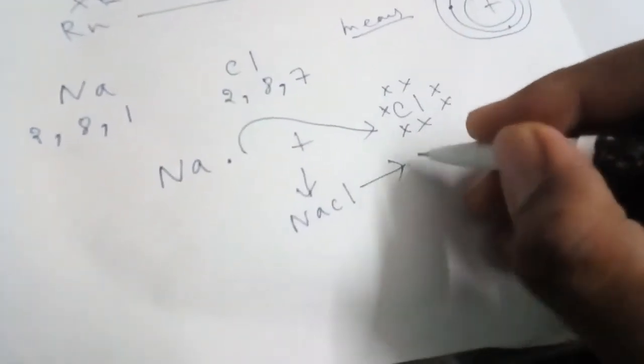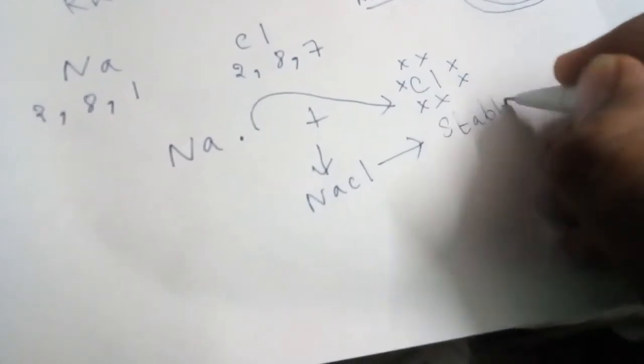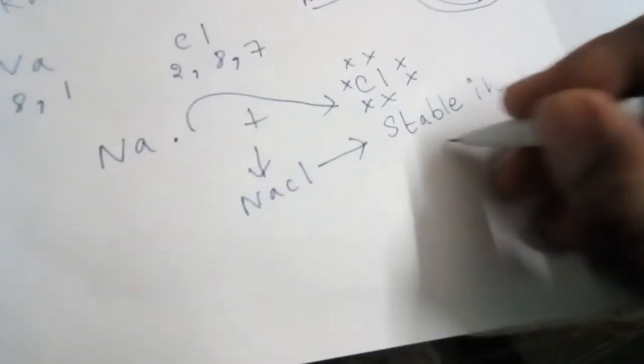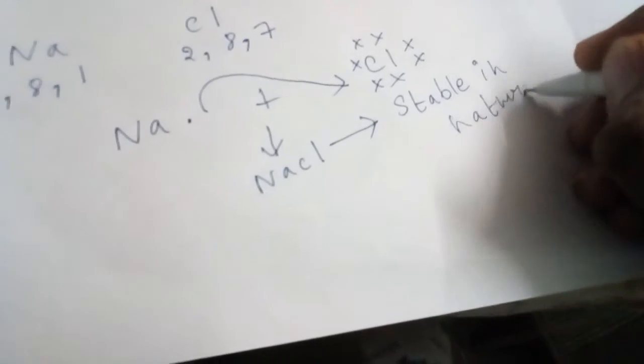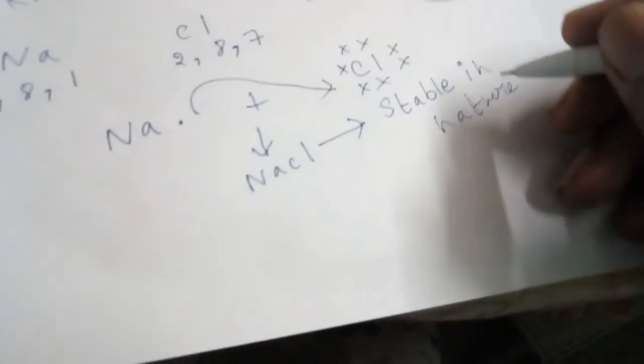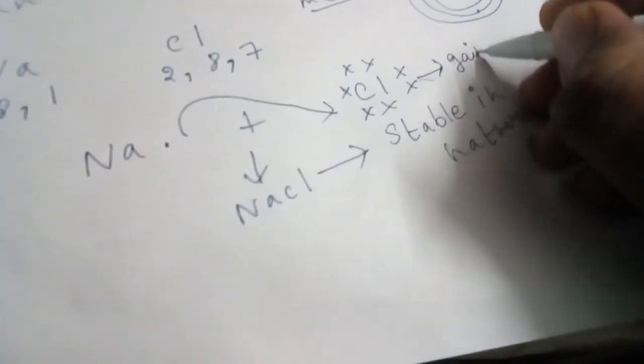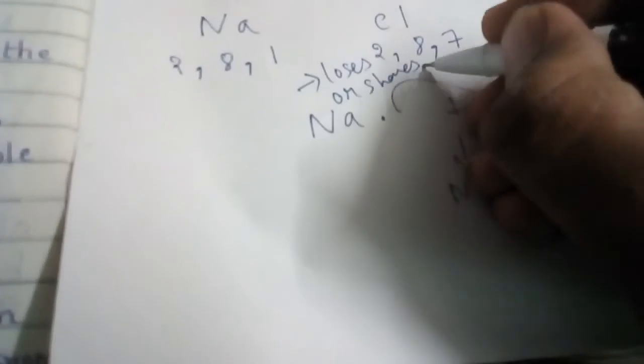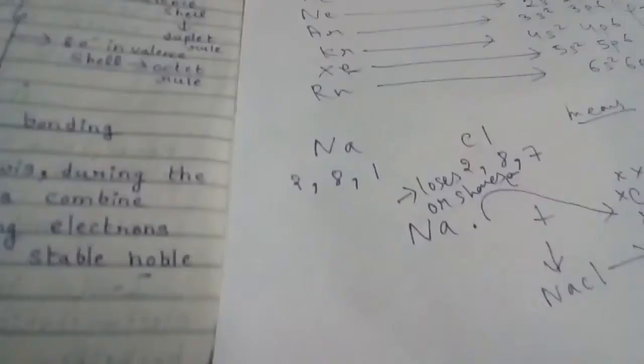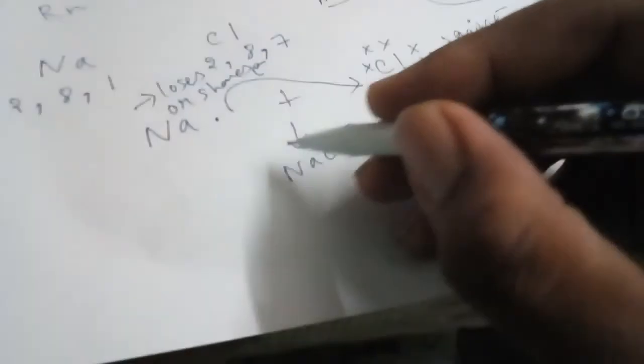This means they become stable in nature. Chlorine gains an electron, and sodium loses an electron, or they share electrons. This is the octet rule.